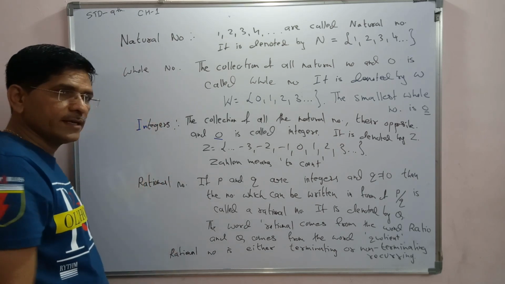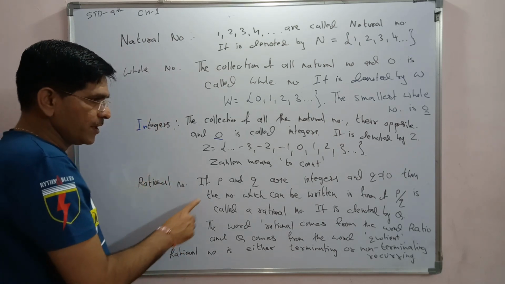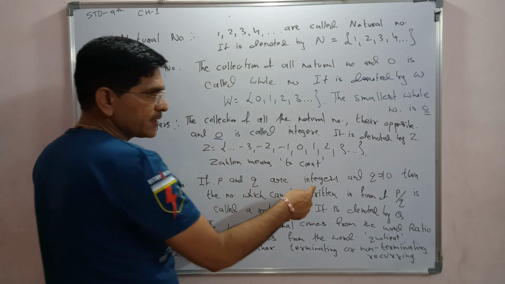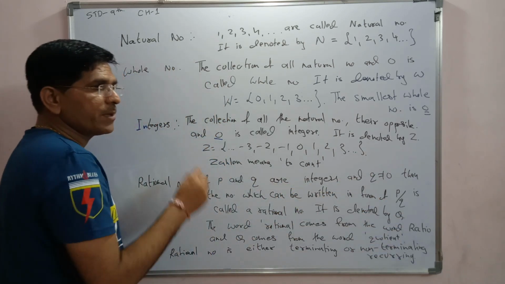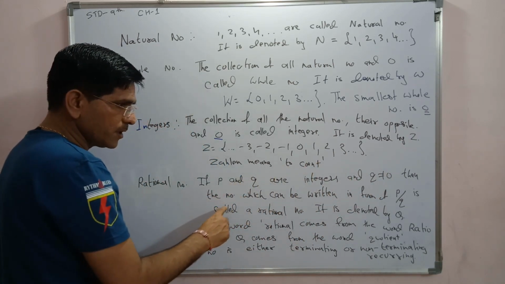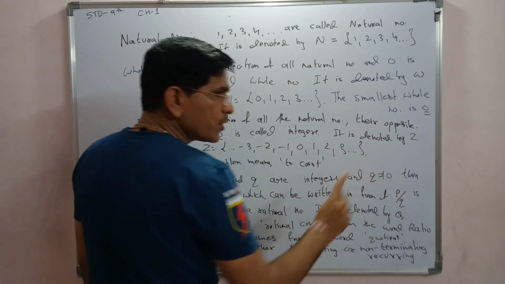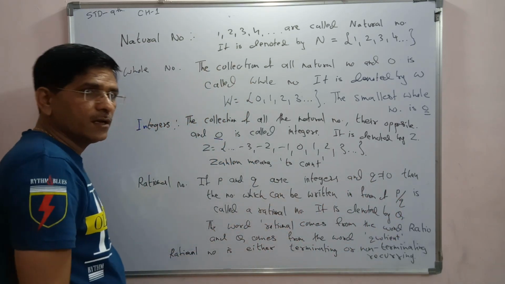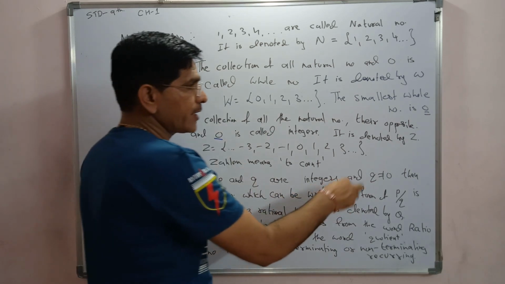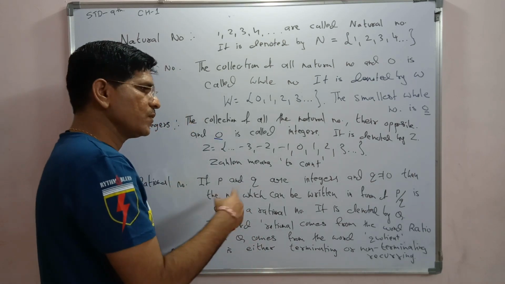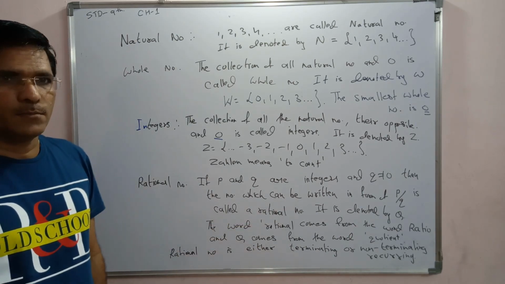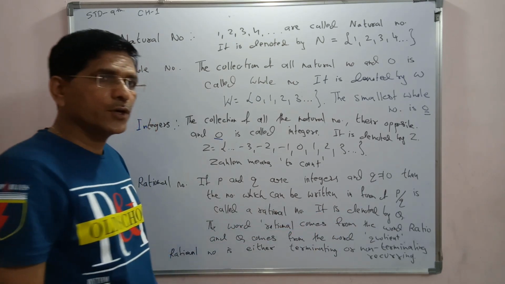Afterward, there is the rational number. If p and q are integers, what does it mean? P and q are integers and q is not equal to 0. It means numerator upon denominator, where the denominator is not equal to 0. Then the number which can be written in the form of p upon q is called a rational number. Again we define: if p and q are integers and q is not equal to 0, then the number which can be written in the form of p upon q is called a rational number. It is denoted by Q.